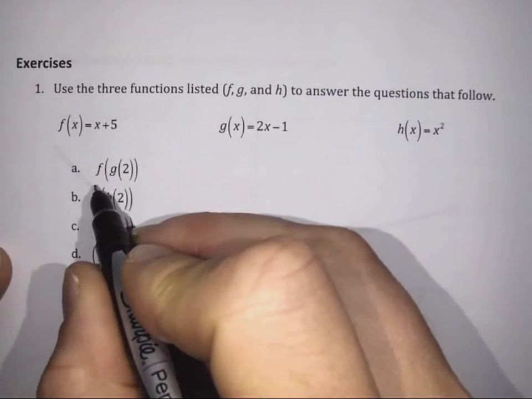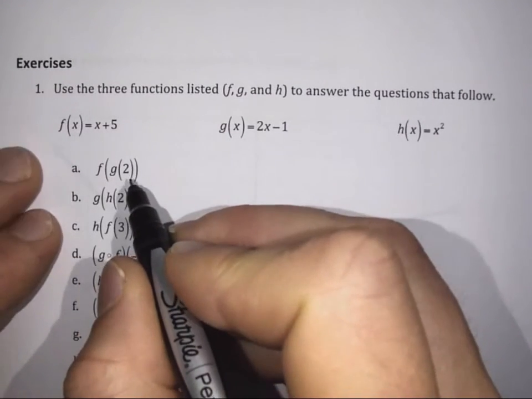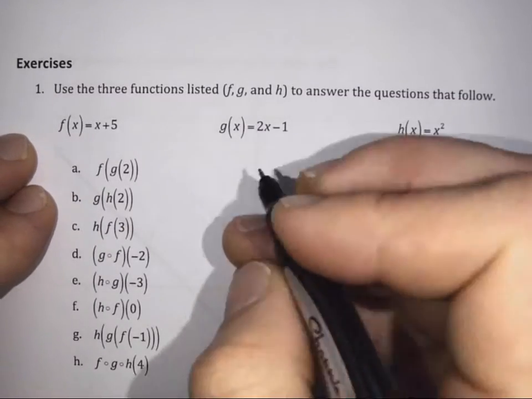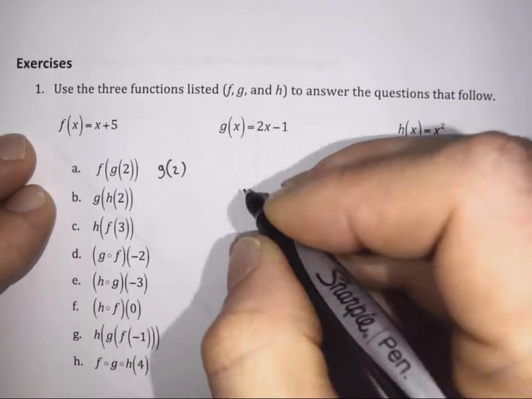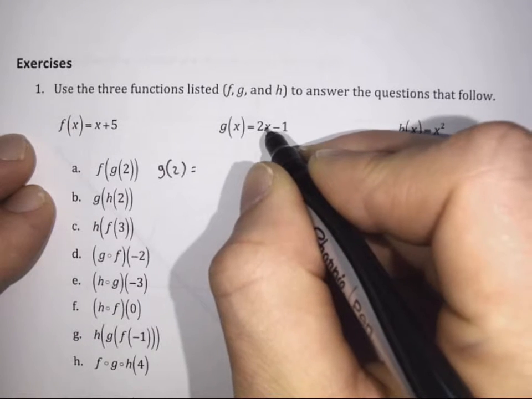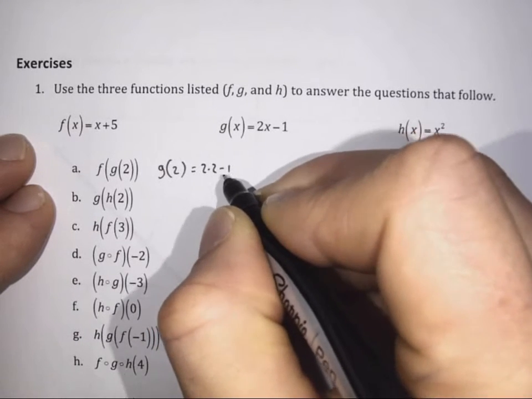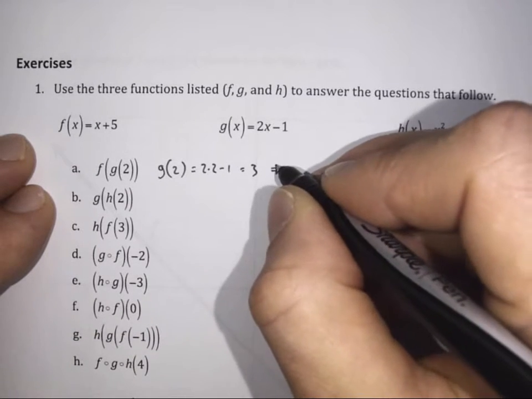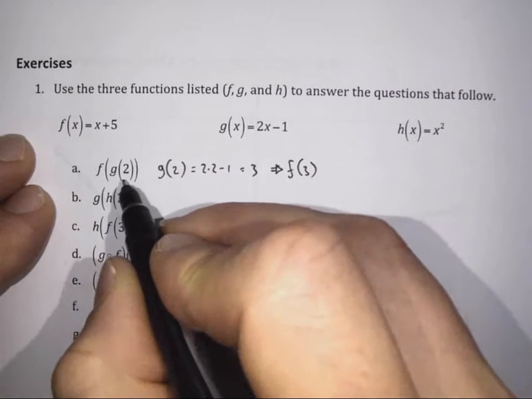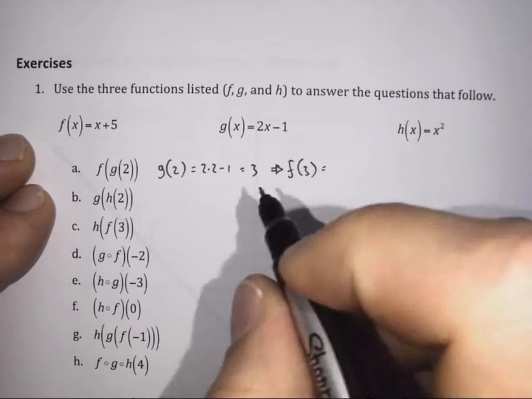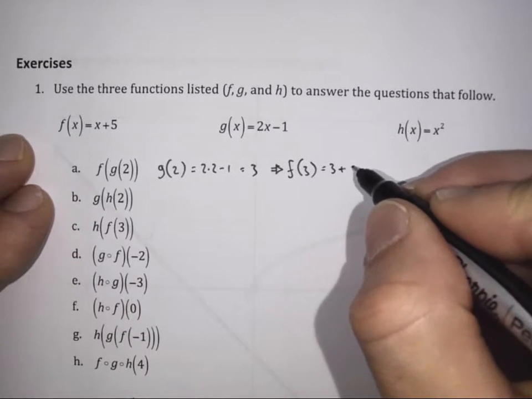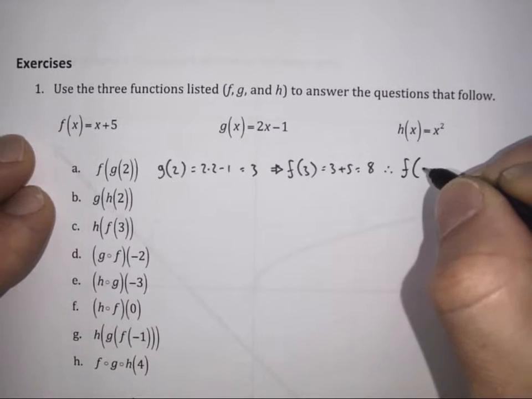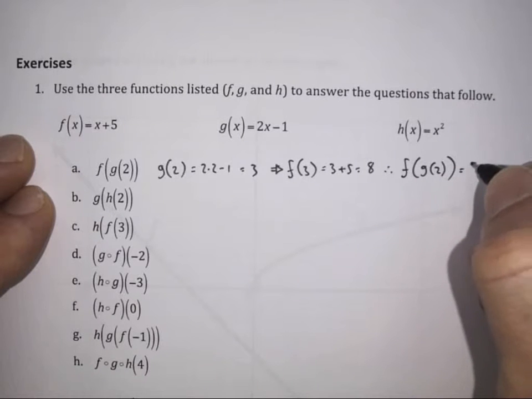All right, so first we want f of g of 2. First, we want to work from the inside out generally on all of these functions. So what's g of 2? g of 2 is 2 times 2, take away 1, says 4 take away 1, which is 3. So really, we're looking for f of 3. And f of 3 is 3 plus 5, which is 8. So f of g of 2 is 8.